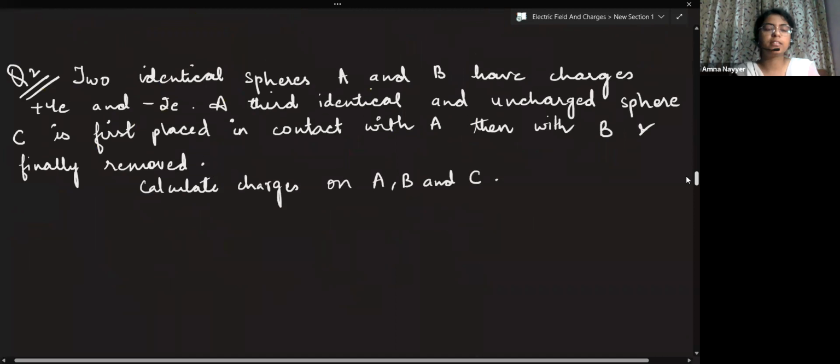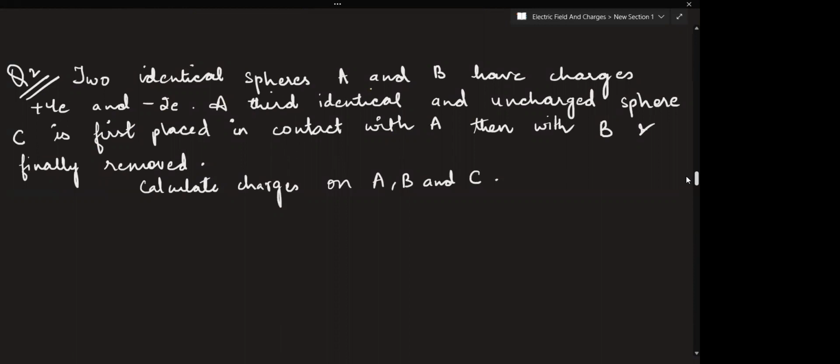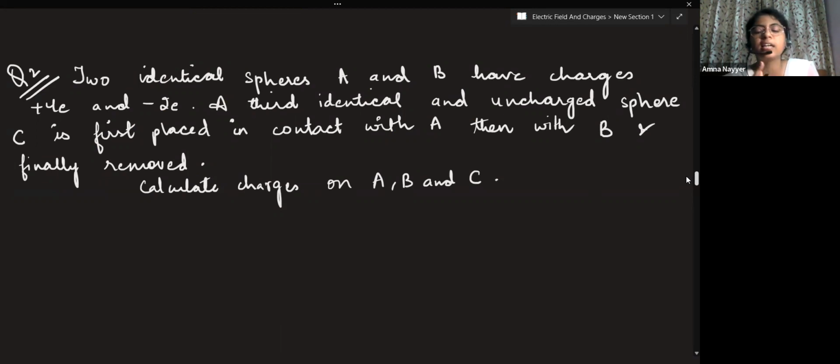All right. So let's do a question based on this, charging by conduction only. It says two identical spheres, A and B, have charges plus 4E and minus 2E. Means A sphere has plus 4E charge and B has minus 2E charge. Then we have a third identical uncharged sphere. This is placed in contact firstly with A, then B, and ultimately it is finally removed. We have to find out the charges on A, B, and C. So just note down this question and at least try it once yourself.